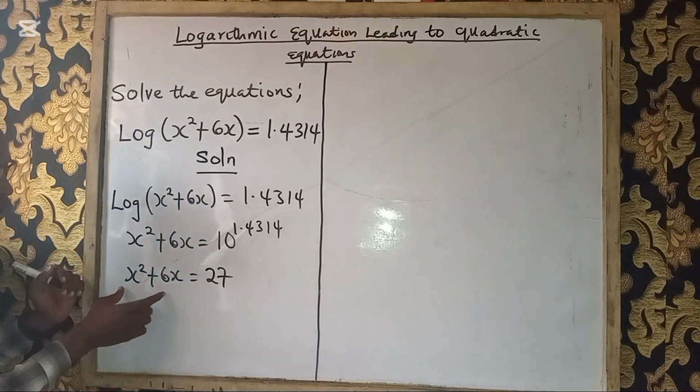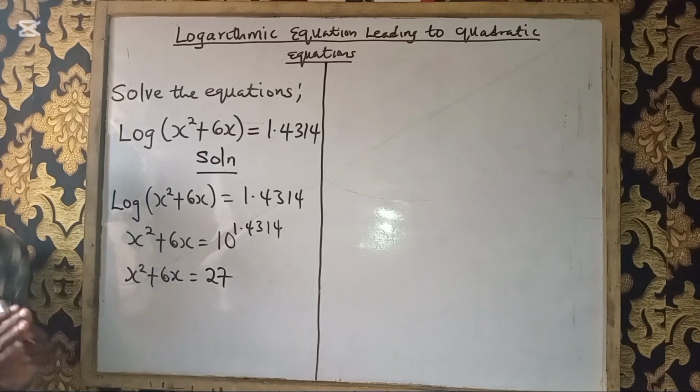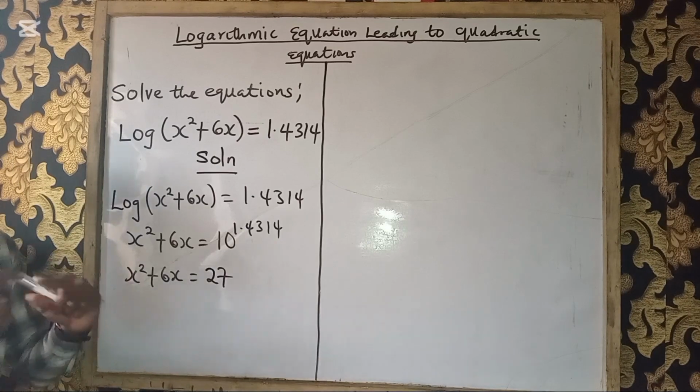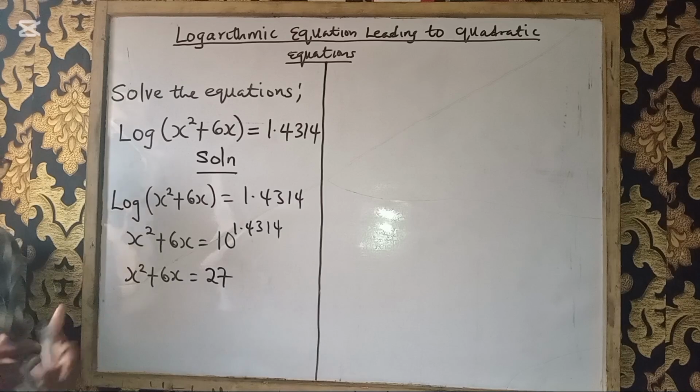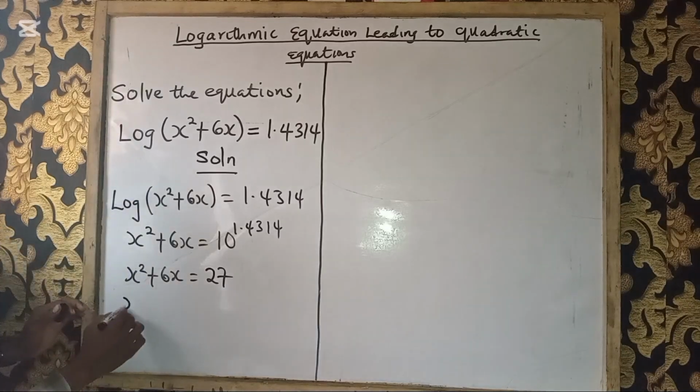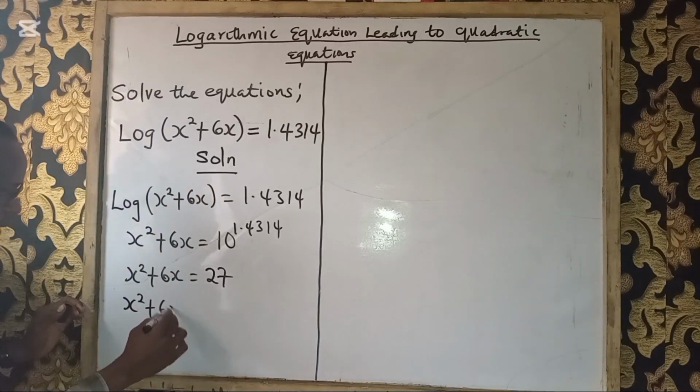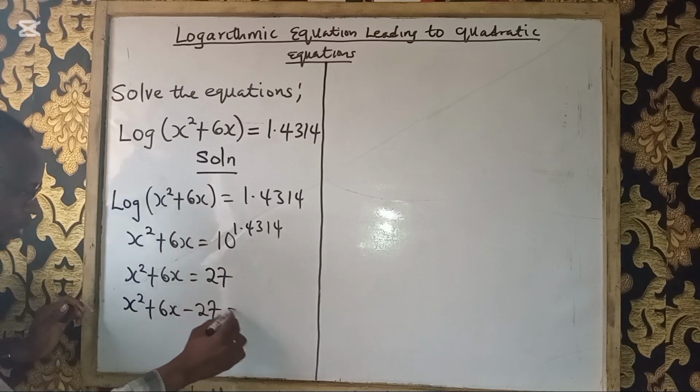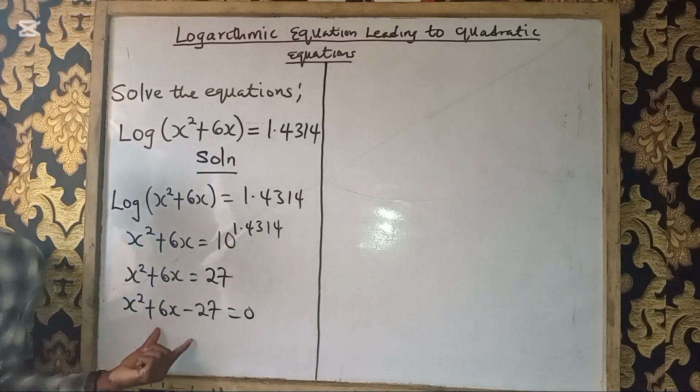Because the highest power of the unknown here is raised to the power of 2. Whenever you have a question that the highest power of the unknown is raised to the power of 2, that type of equation is said to be a quadratic equation. So let's arrange that. So we have x squared plus 6x minus 27 is equal to 0. So this is now a quadratic equation.